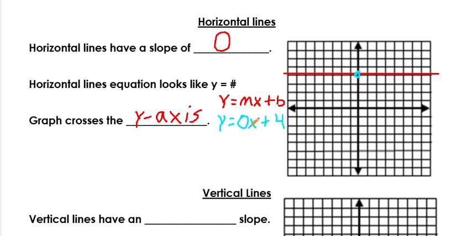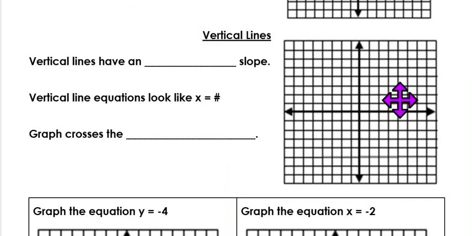Okay? So think about this. 0x means 0 times x. Well, what's 0 times anything? 0 times anything is 0, right? So this kind of just goes away, and my equation just becomes y equals 4. So when they were talking about this right here, y equals a number, that is what they mean. Whenever you see y equals just one solo number, it makes a horizontal line. It has a slope of 0, and it goes through this point on the y-axis.